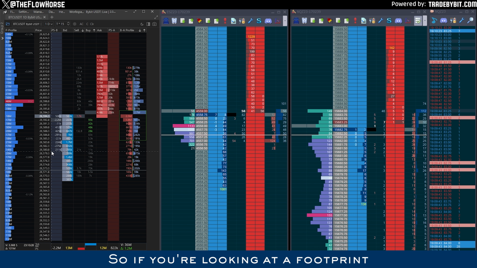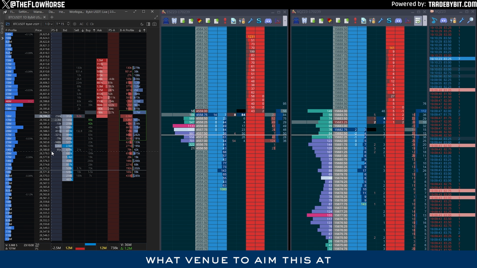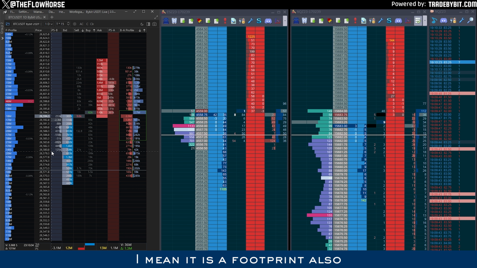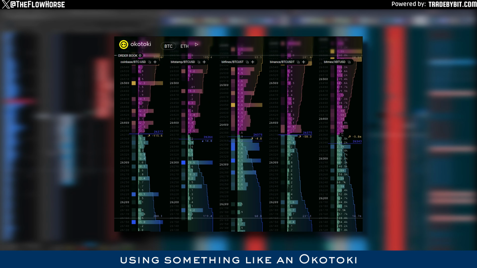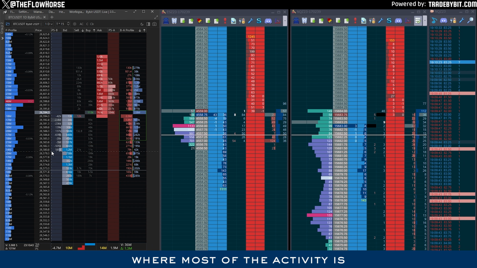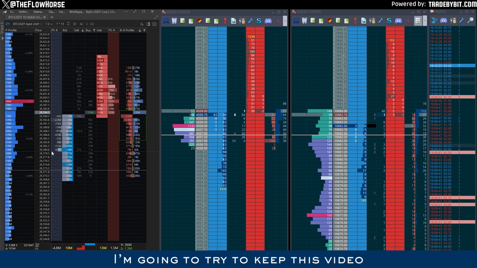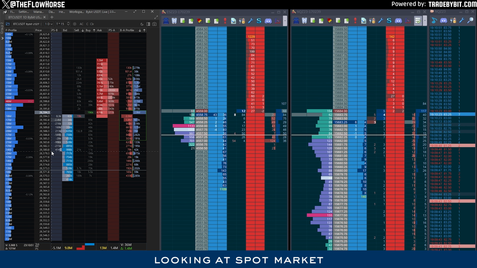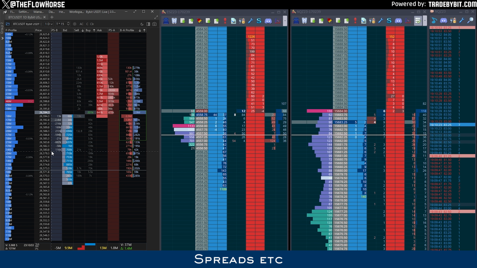So if you're looking at a footprint, it's like, okay, so first you have to know what venue to aim this at. Now, if you're using DOMs, sure, you could look at all the exchanges next to each other using something like Okotoki, but you probably want to focus on where most of the activity is. But again, I'm going to try to keep this video as simple as possible. We'll go into more specifics in future videos, such as looking at spot market versus futures market, spreads, etc.